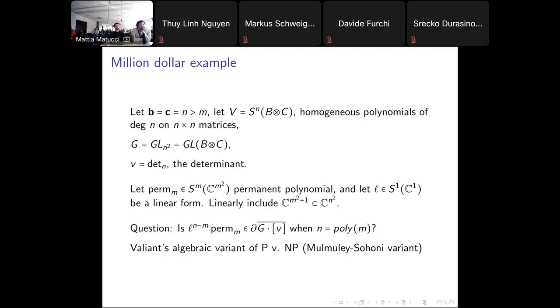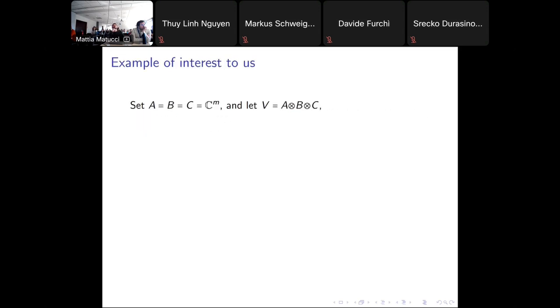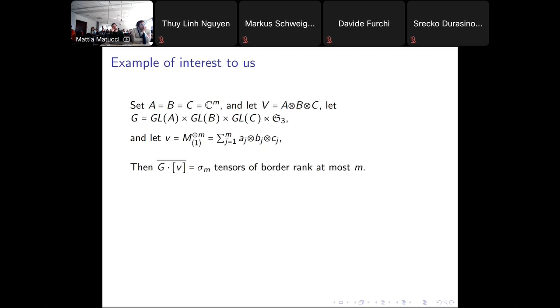Okay. So now you have an example where it's clear that you get some money if you solve this one, but let's try the one that we were thinking about before. Let's go back to our situation. We have our group of symmetries for tensors, and we look at our friend, the unit tensor, and we look at its orbit closure. And that is exactly the set of tensors of rank at most m.